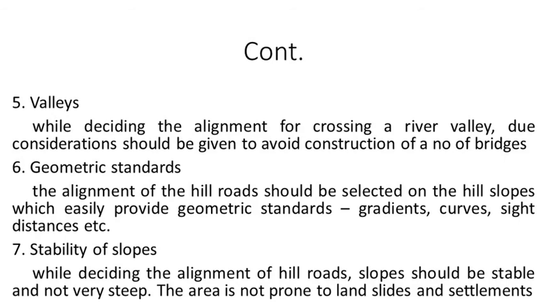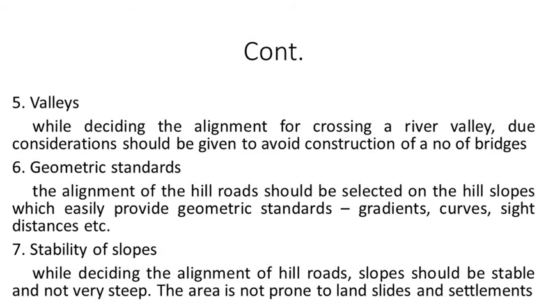Okay, so these are the various points that are going to be considered during the selection of alignment in hill road. So this is all about the topic of highway alignment. In this topic we discussed the various points and what points to be remembered for highway alignment. The first thing is the basic requirement of an ideal alignment. So it should be short, it should be easy, it should be safe, and it should be economical.